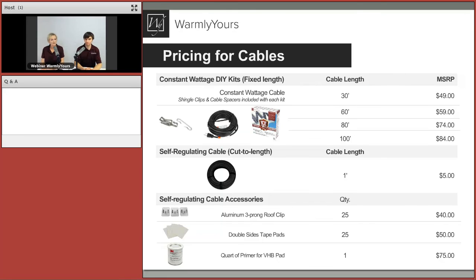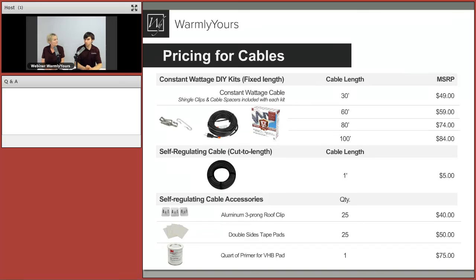Absolutely. And then the self-regulating, I definitely think, that's when you want to get us involved even more. We can help you figure out exactly that cable length and the number of clips, pads, and if you need that primer or not. So as you can see, very affordable, and we do all the work for you. So every project has a quote that will come with it.